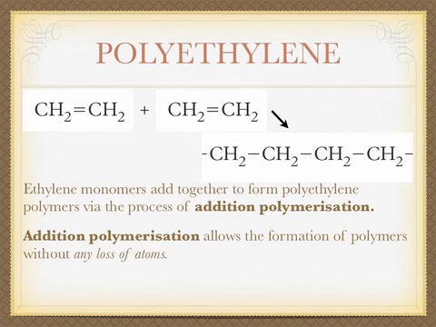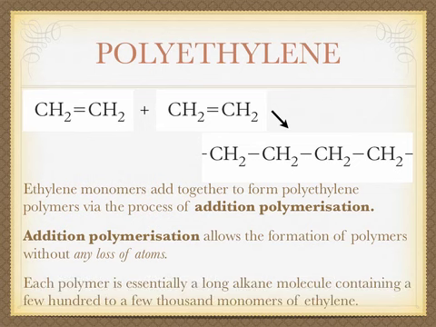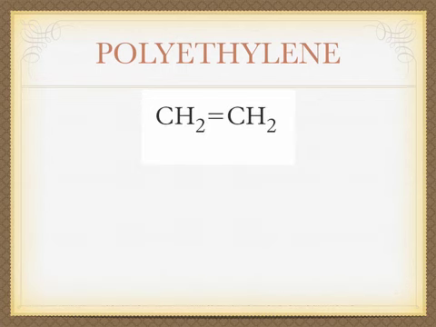Notice that nothing else has been formed. No hydrogen gas or carbon dioxide, no water molecules. Everything at the top has simply been added to form the polymer at the bottom. Therefore, it's known as an addition polymerization process. Each polymer that results, therefore, is essentially a long alkane molecule, but here's the difference from what we studied in the prelim course. We're now dealing with polymers that may have a few thousand monomer units. Therefore, we're talking about very big, stable molecules.